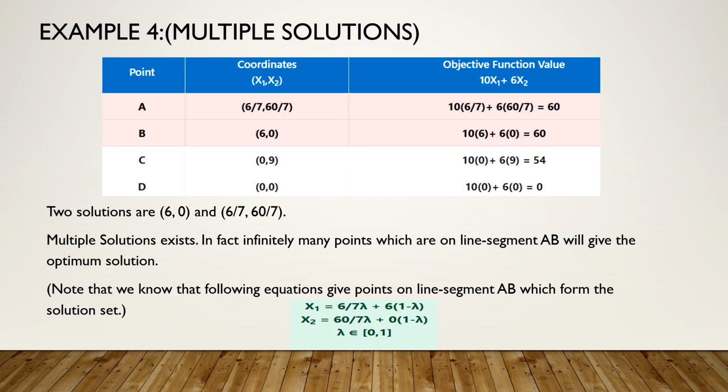Now below I have given that in fact if you want to find the solution set, all the solutions, how will you represent the points on a line segment, as you have learned previously? So x1 will be, since one of the endpoints is 6 by 7 and another one is 6, 6 by 7 into lambda plus 6 into (1 minus lambda). Similarly, x2 will be 60 by 7 into lambda plus 0 into (1 minus lambda), for both the corner points, where obviously your lambda is any value in the closed interval [0, 1]. You have learned this previously. So you can apply this to get the whole solution set.